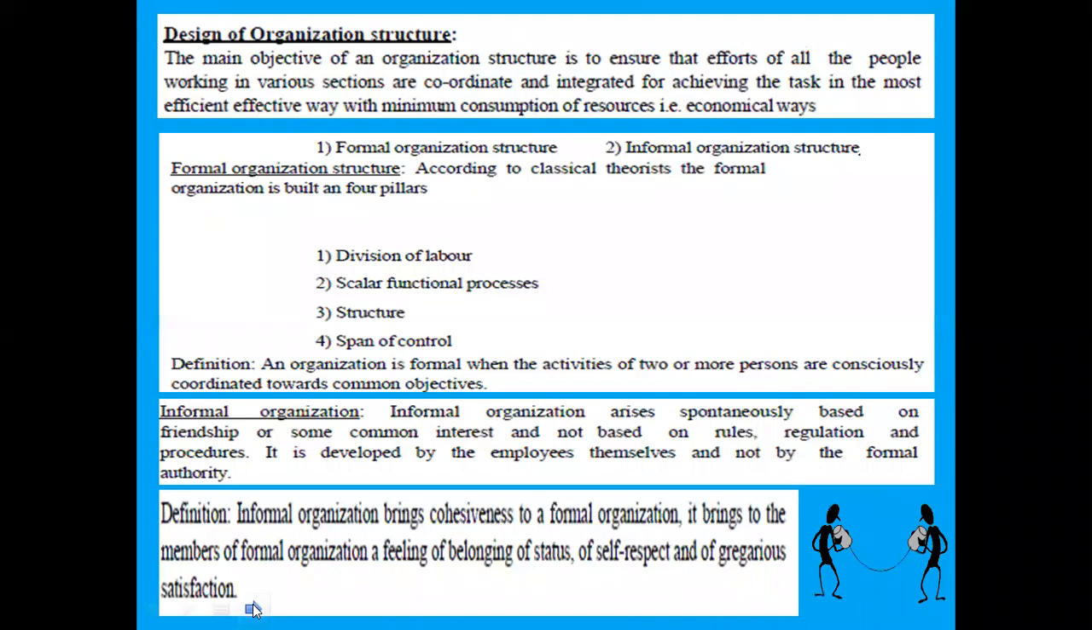Now coming to the design of organization structure, the main objective of the structure is to ensure that the efforts of all people working in various sections are coordinated and integrated for achieving the task in the most effective and efficient way, with minimum consumption of resources, that is, in economical ways. Spending a lot of money by putting in ten people and working lavishly is not the process of a perfect design of organization structure.